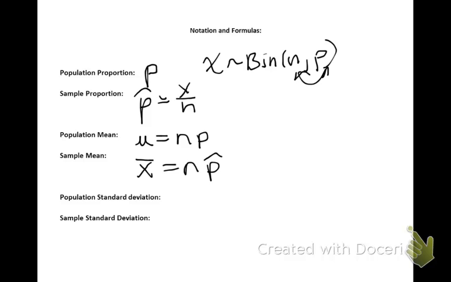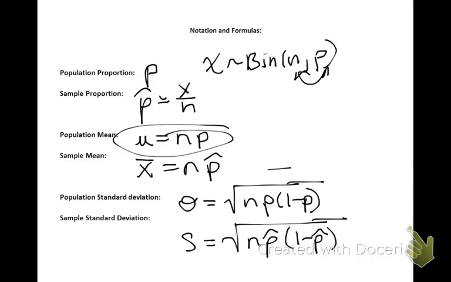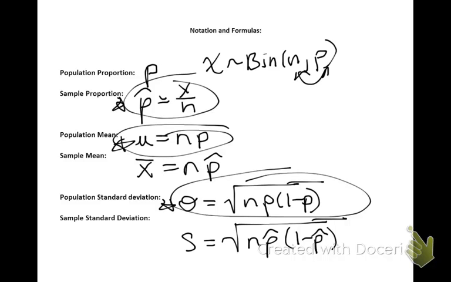The symbol for population standard deviation is sigma, and the formula for it is the square root of n times p times 1 minus p. The symbol for sample standard deviation is s, and the formula is the square root of n times p hat times 1 minus p hat. You'll probably be using the mu and the sigma formulas the most, and these are formulas that you need to have memorized, along with the formula to calculate p hat.